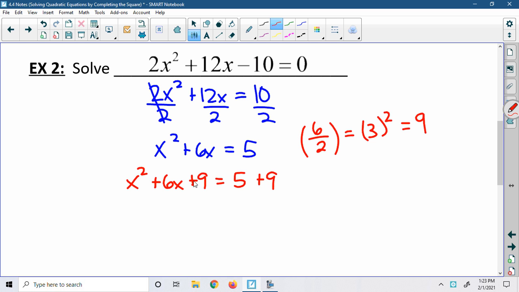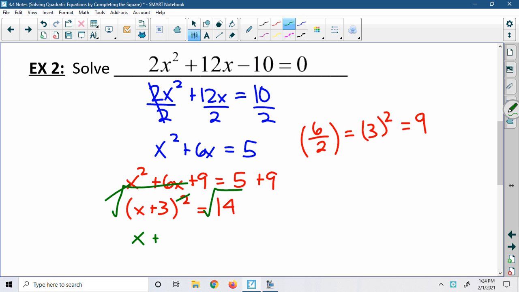Now, if we did our job right, this left side will factor at this point. I believe it'll be x plus 3 and x plus 3. I'll save a little writing and just go ahead and write that as x plus 3 squared. That'll equal 14. Cool. So we did step 3, step 4, solve it. We'll do the square root property to solve this thing.